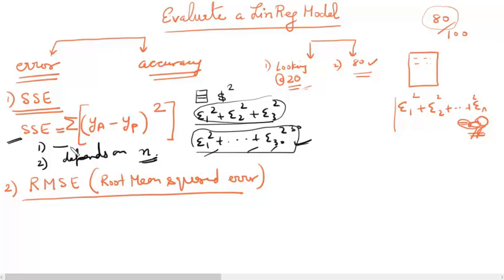So these two disadvantages are there in sum of squared error. Now to the second parameter, root mean squared error. In this parameter we will try to get rid of both the disadvantages of sum of squared error. So let us see how we can remove those disadvantages.